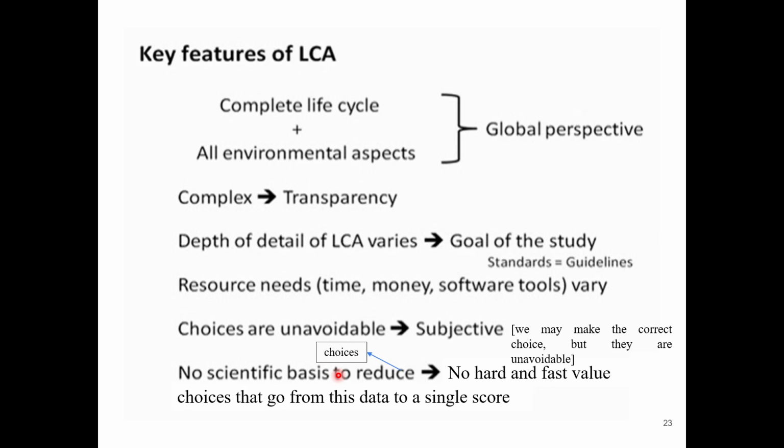So basically there is no reference. You have to make choices, and that's why there are no hard and fast value choices that go from this data to a single score, because we need the final value, right? But to get that final, accurate value, there are no hard and fast value choices. We have to take the long way, and we have to depend on our capability and the quality of the choices which we are considering.